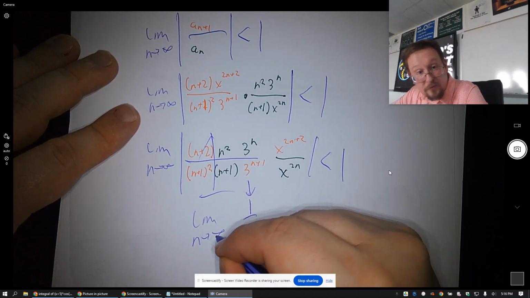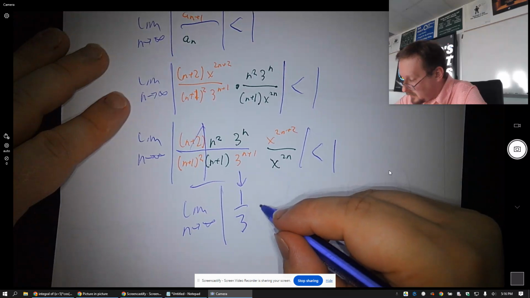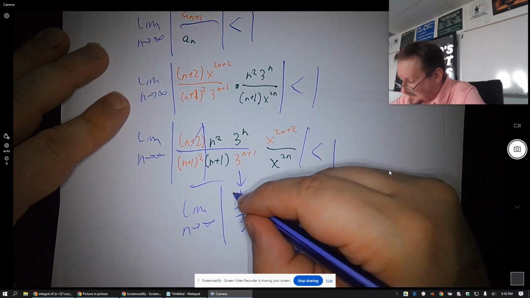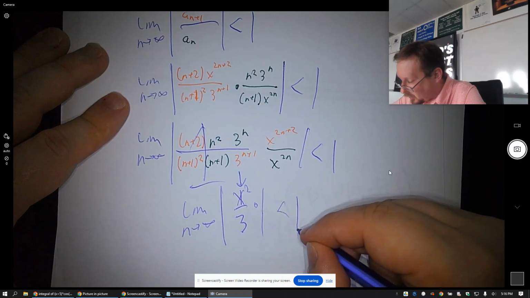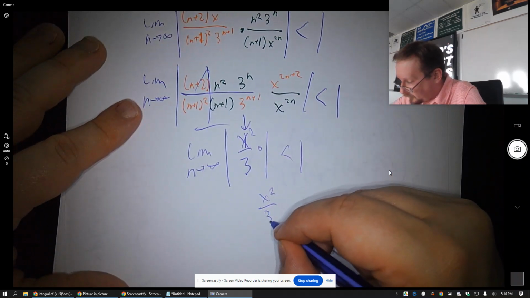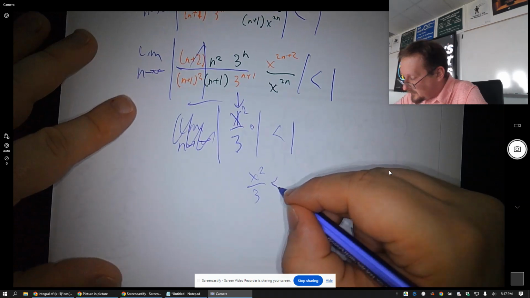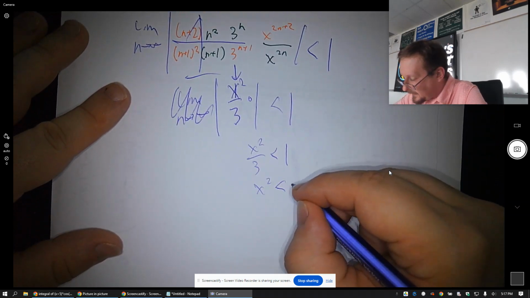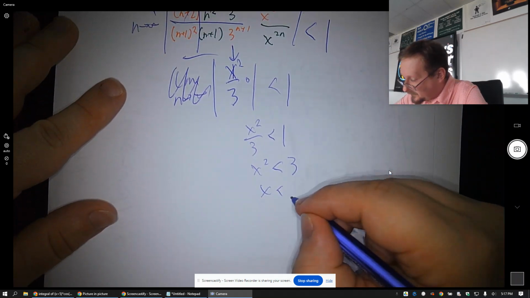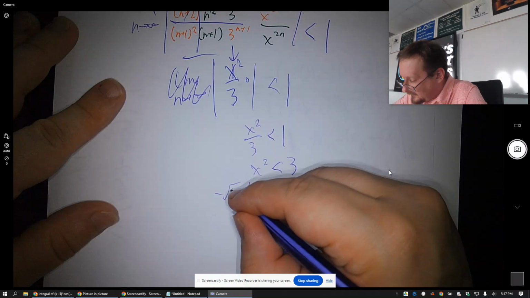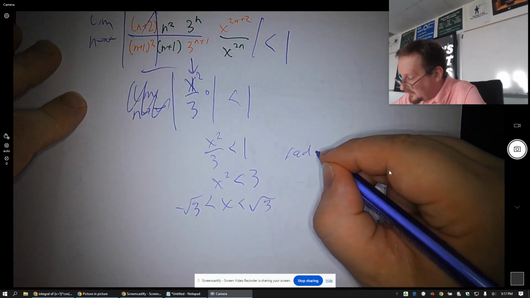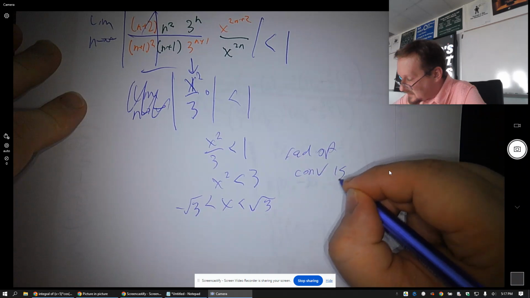Limit as n goes to infinity. All right, what is this? x squared over 3, less than 1. Okay, so you need x squared over 3. Oh, the limit is done with because I took the limit already. To be less than 1. So x squared has to be less than 3, which means that x is between radical 3 and negative radical 3. So the radius of convergence is radical 3.